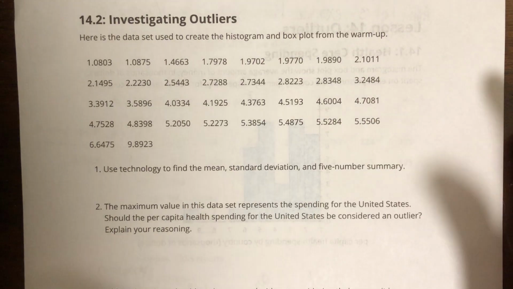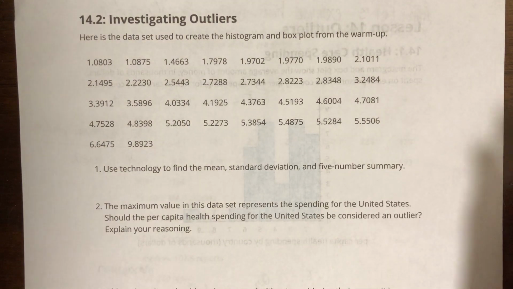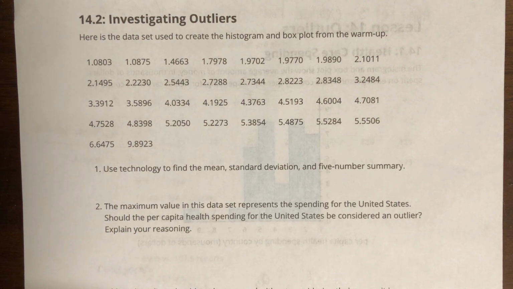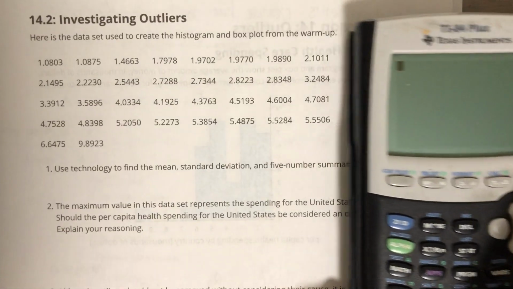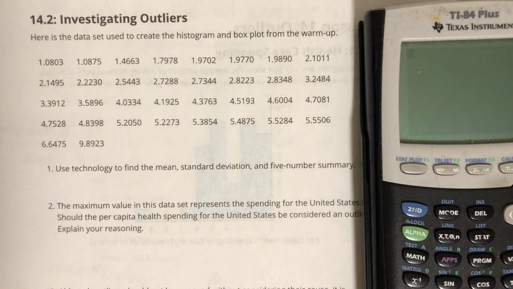All right, 14.2, investigating outliers. Here's the data set used to create the histogram and box plot from the warm-up. Use technology to find the mean, standard deviation, and 5-number summary.